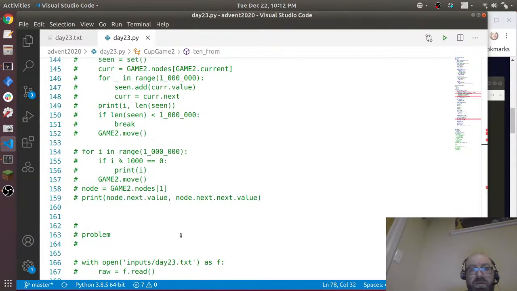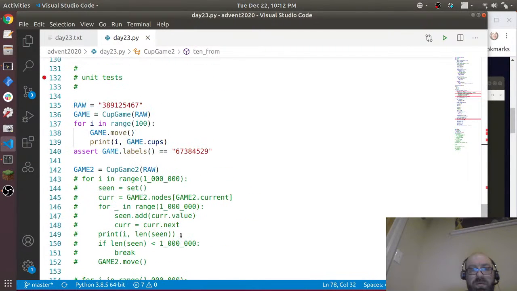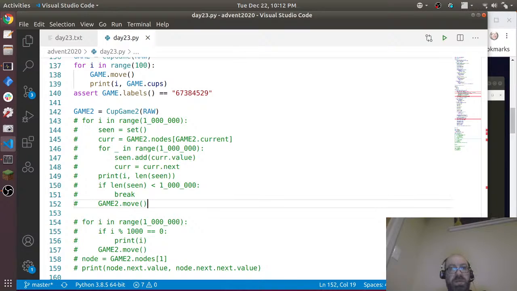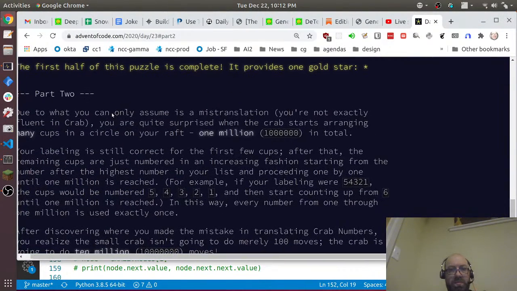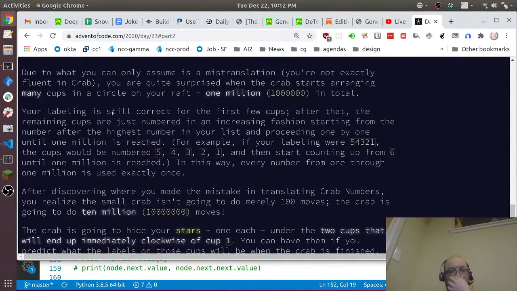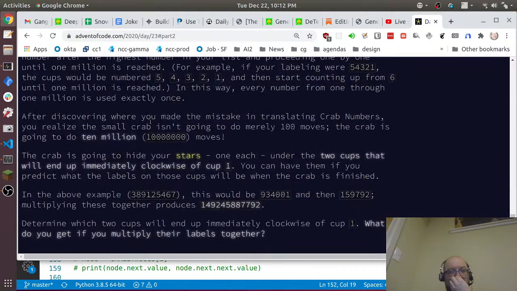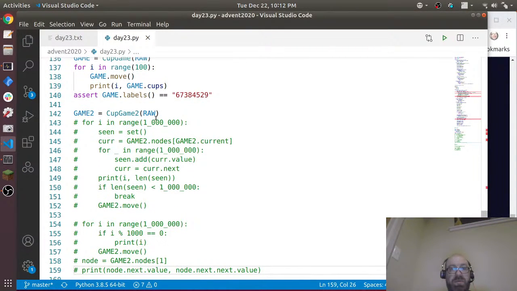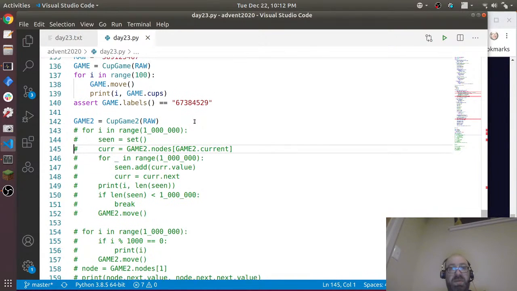So did I misread the instructions? 10 million moves. Damn it. Is that the issue? I bet that's the issue.